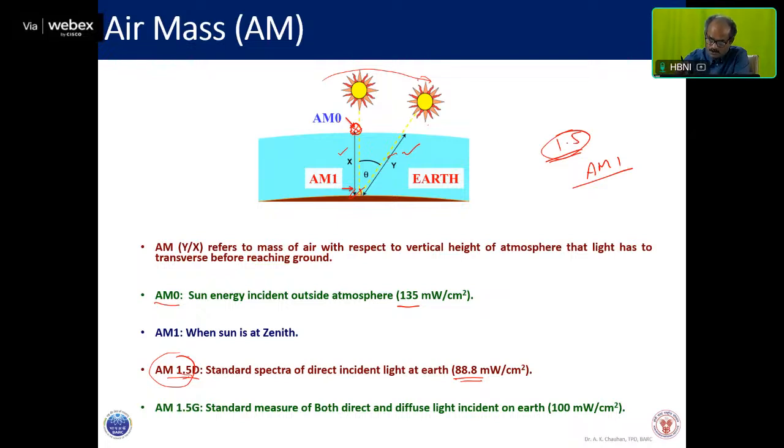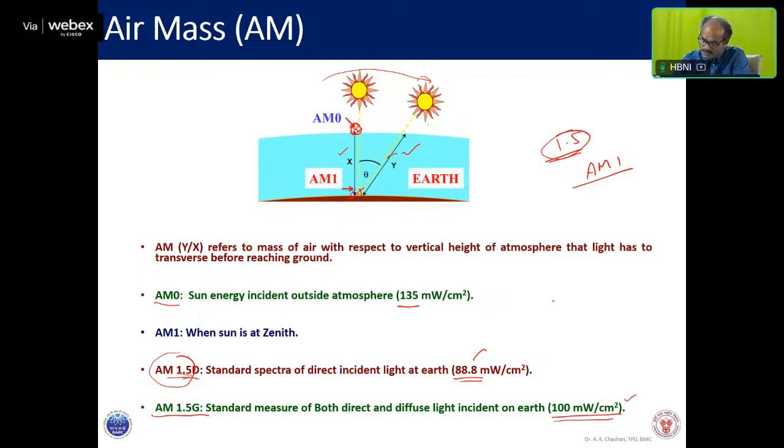So when we call it AM 1.5G, that is standard for both direct and diffuse light incident on Earth, which is 100 milliwatt per centimeter square. So direct is this, then some scattered light, some diffuse light, and all the other lights other than this direct light, when they are added together, they are approximately 12 milliwatt per centimeter square. So then total is 100 milliwatt per centimeter square. So this is a standard.